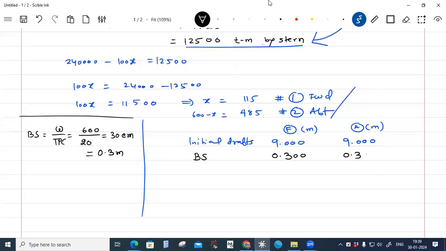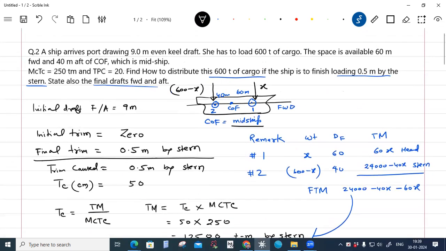Will the aft change? Body sinkage means both the forward and aft draft will increase, plus. That is the principle. Imagine this load you distributed here and there, forward and aft. What will happen? The COF will go down equally. That's why we say body sinkage affects both the forward and aft draft equally.